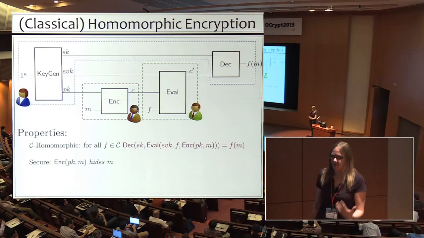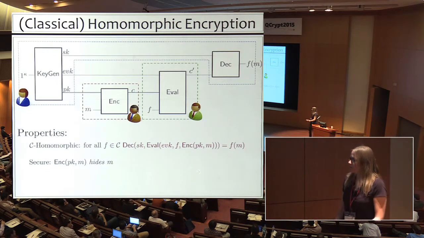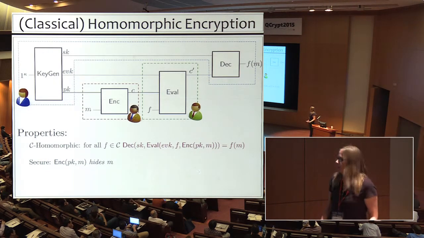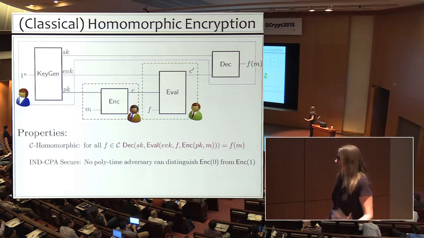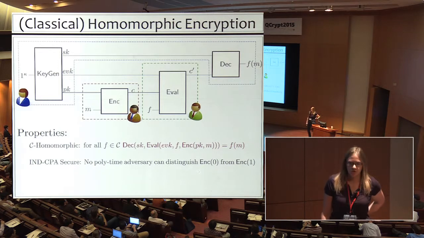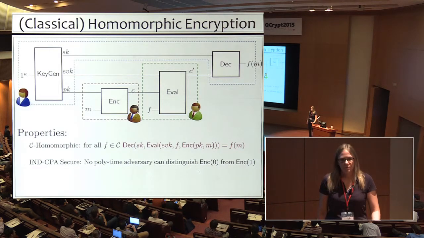We would also like this scheme to be secure, because it is a crypto system after all. So we want that an encryption of a message m actually hides m, or more specifically, we use the standard cryptographic security notion of indistinguishability under chosen plaintext attack. And this basically just says that no polynomial time adversary should be able to distinguish between an encryption of 0 and an encryption of 1 with non-negligible probability.